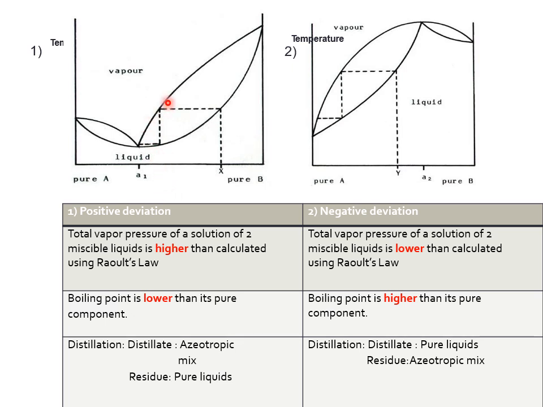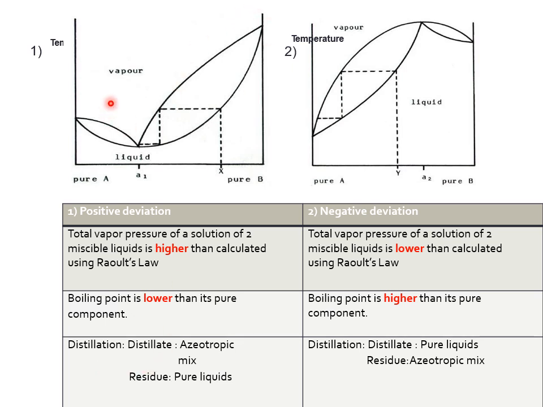For positive deviations, you can see the graph looks like a smile. While for negative deviation, the graph tends to look sour, it's not smiling. Masam kat sini. So for positive deviations, the total pressure of the solution of two miscible liquids is higher than calculated, while negative deviation is lower than calculated using Raoult's law. For positive deviation, the boiling point is lower than its pure components, while for negative deviation the boiling point is higher than its pure components.